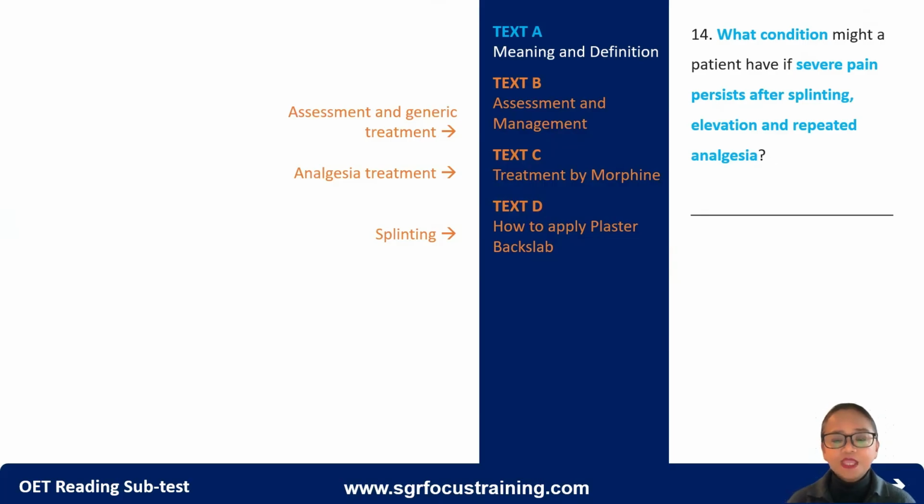So again, use and analyze the question. This question contains all of these three. The morphine doesn't talk about plaster backslab, so it's out. In the same way, plaster backslab doesn't talk about morphine, so it's out.